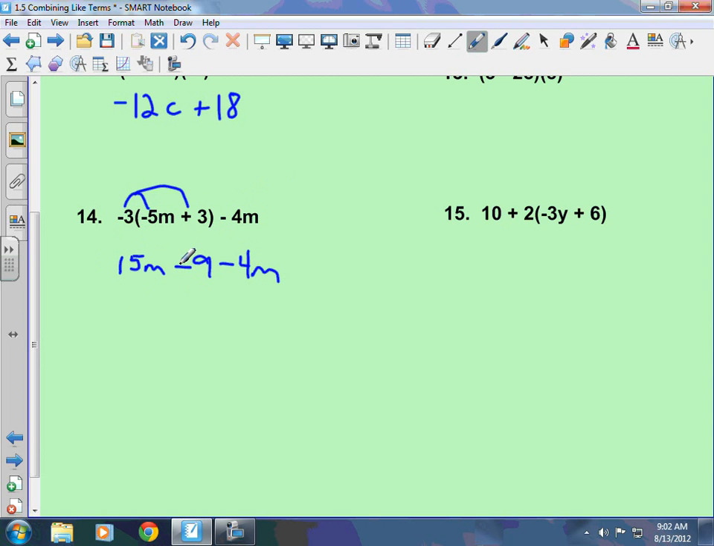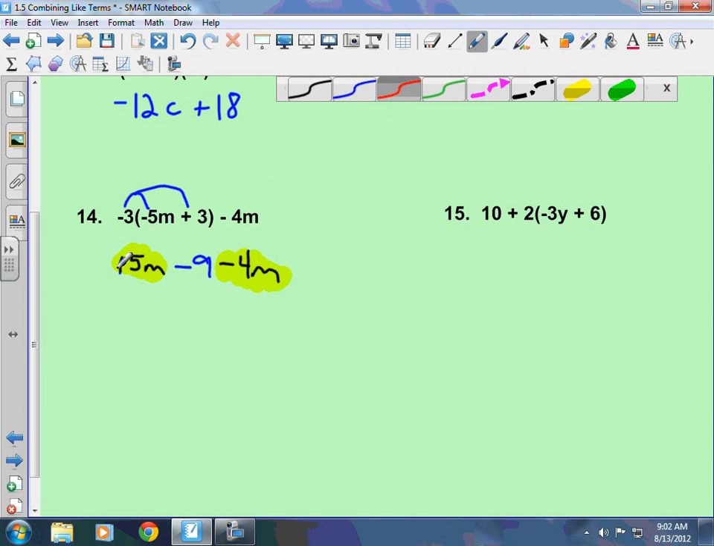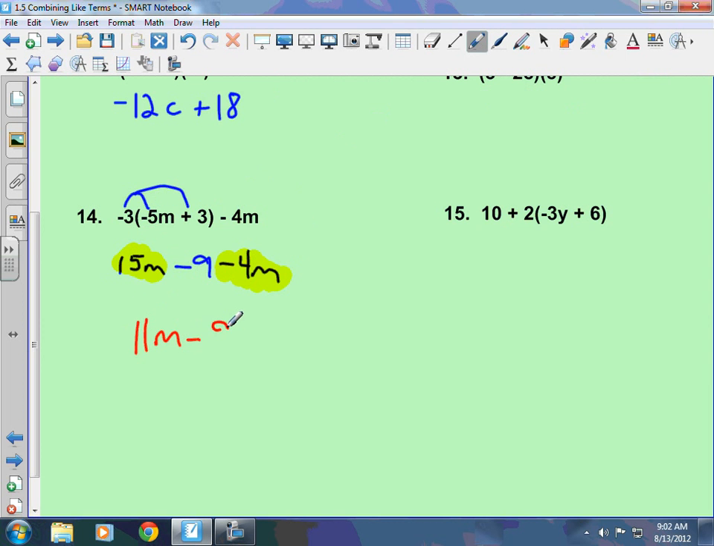Now, if you just brought this plus sign down, you'll have the wrong answer. You have to change the sign to the left of the number when you're multiplying if you need to. A negative times a positive is a negative. Now, here I have 15m and negative 4m. They both have m, so they can be combined. 15 minus 4 is 11m minus 9. Here I did just bring down the negative sign because it didn't change and it goes with that 9.